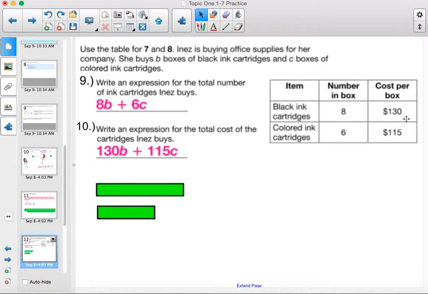We don't know how many she's going to buy, but we do know how much it costs. So the cost is represented here, 130. How many are going to be purchased are represented with the variable B. And over here, we know the cost of the colored cartridges, but we don't know how many are going to be purchased. But we do know that once we figure out how many we were buying and multiply for both, we add those together to get a total cost.